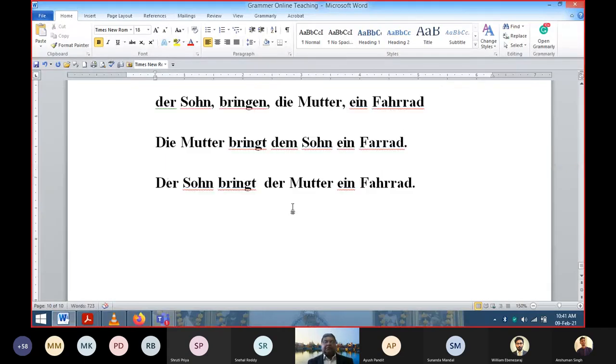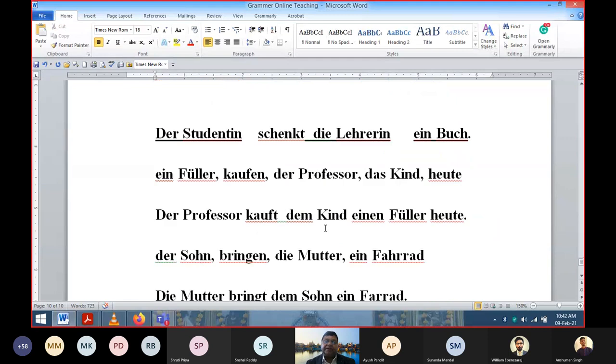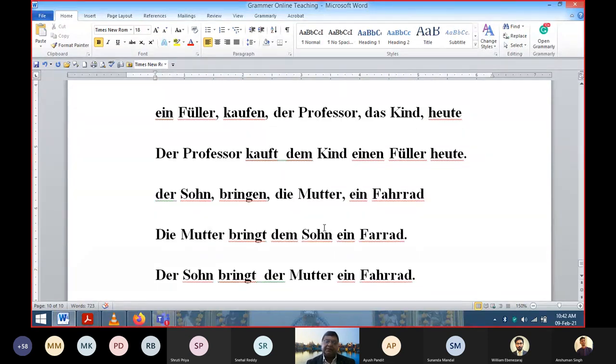So I have made two sentences. In the first one, the mother brings a bicycle to the son. In the second one, the son brings a bicycle to mother. Both sentences are grammatically correct and also meaningful. So this is the way we make sentences. Now some of you may say einem Fahrrad. Perhaps the confusion was that einem is dative, the indirect object, but you are not making Fahrrad the indirect object but the direct object. This is accusative. So einem is not correct.